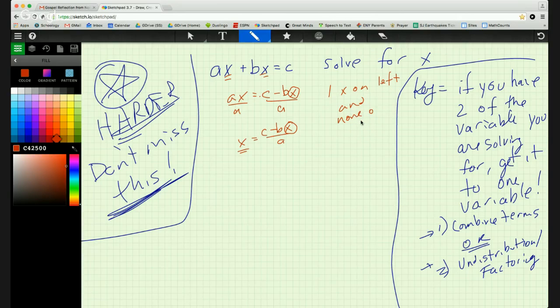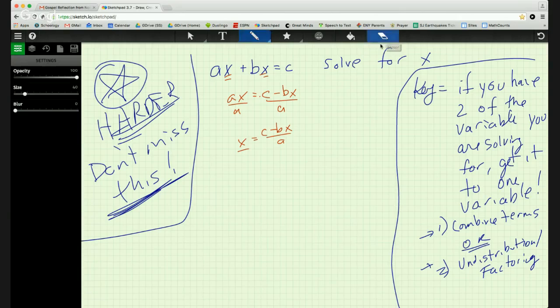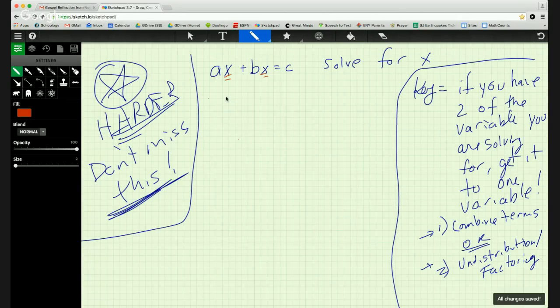We're going to erase all this. We go backwards. Erase all of that, and we're going to have to do something different. So the key here is, how do we create 1 x? How can we rewrite this with only 1 x? Well, the idea is to factor. So we are going to pull out, as they say, an x, or undistribute, and we get this.